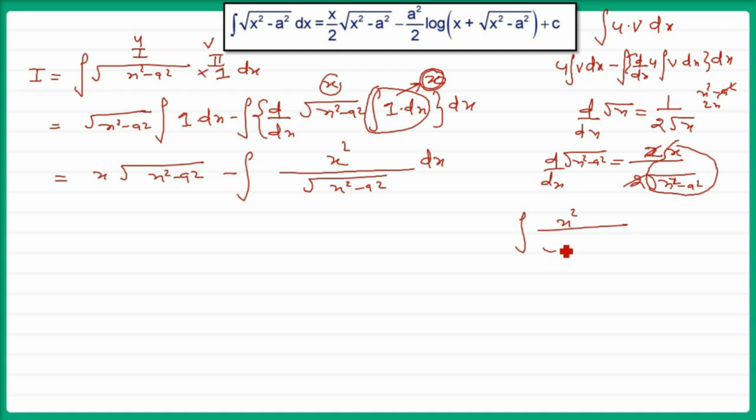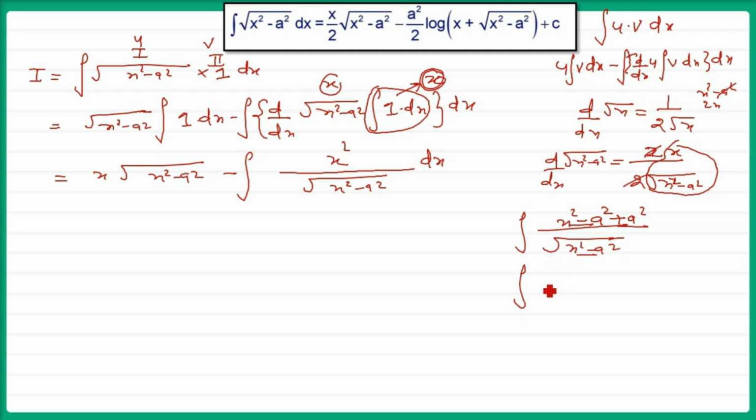So it's x square by under root x square minus a square. We need x square minus a square upstairs. For that you have to add negative a square, subtract a square, and then you have to add it also because you are doing it by yourself. Now separate these two terms out.